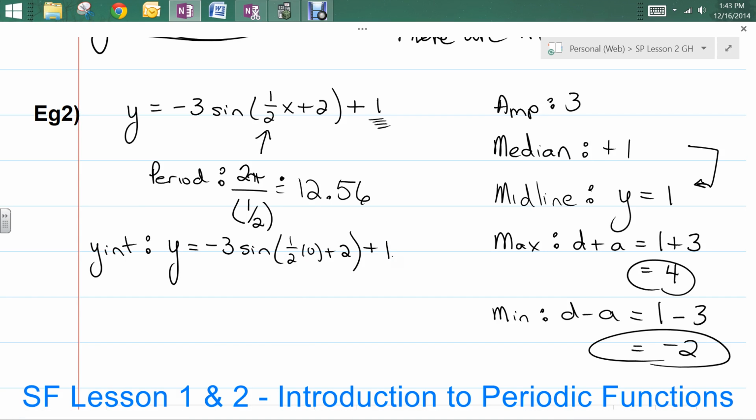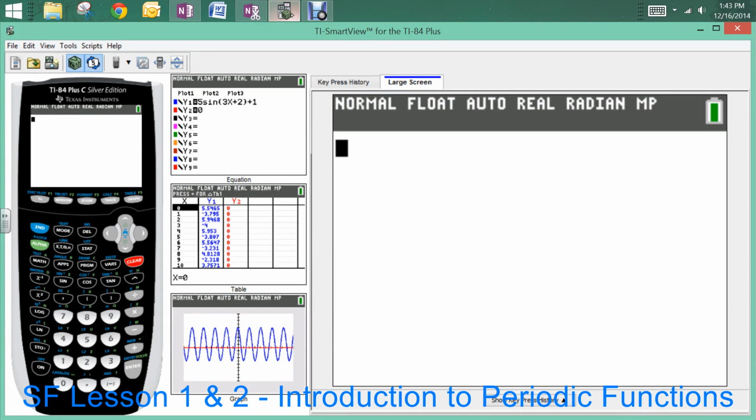If I do it right, if I'm in radian mode, it'll give me the y-intercept. And the y-intercept should always be between the max and the min. Should always. Because if that's the max, that's the min, then it has to be between them. So I go to my calculator, and I say it's -3 times the sine of 1/2 times 0.